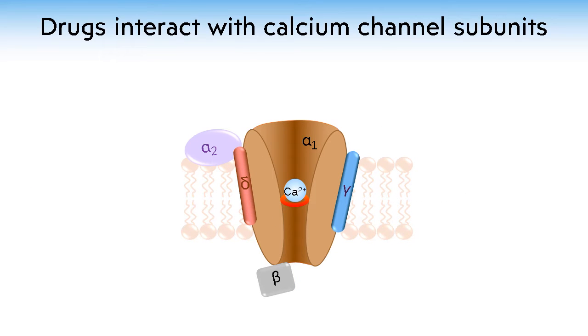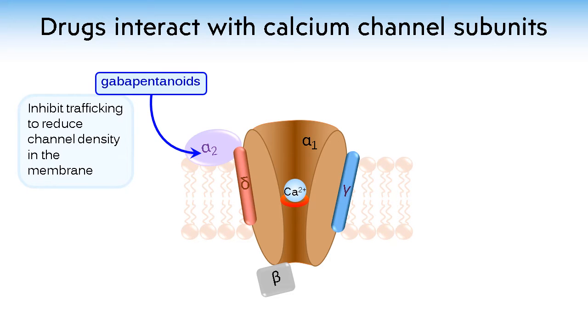Drugs can interfere with channel activity by interacting with different subunits. The neuron-selective gabapentanoids bind to a site in the alpha-2 delta subunit. This subunit plays a role in trafficking the channel to the plasma membrane, and the main effect of the drugs is to inhibit trafficking and reduce the density of channels expressed at the membrane. With fewer channels present, their activity is reduced.